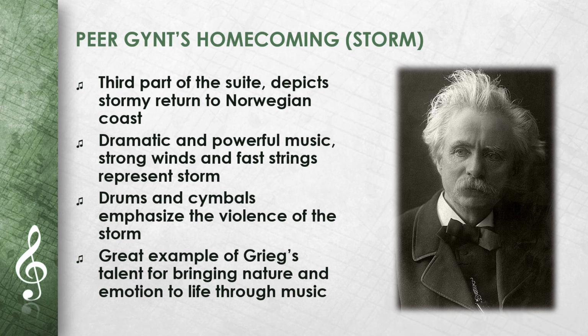Peer Gynt's Homecoming, Storm, is the third part of the suite and depicts Peer Gynt's stormy return to the Norwegian coast. The music is very dramatic and powerful, with strong winds and fast strings representing the storm and the dangerous sea. Drums and cymbals are used to emphasize the violence of the storm. This movement is a great example of Grieg's talent for bringing nature and emotion to life through orchestral music.